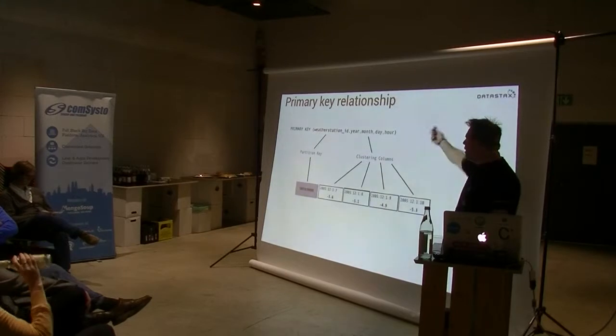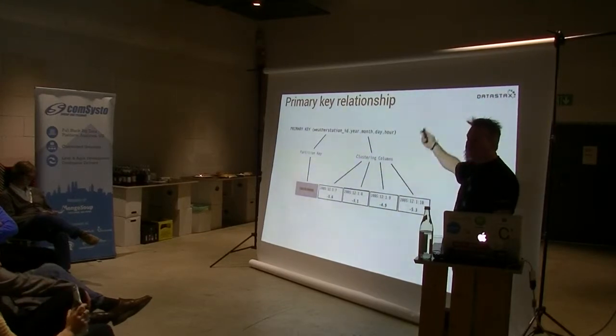So this is how a primary key works. This is how we sort the data on the disk. This is how we know where the server is.